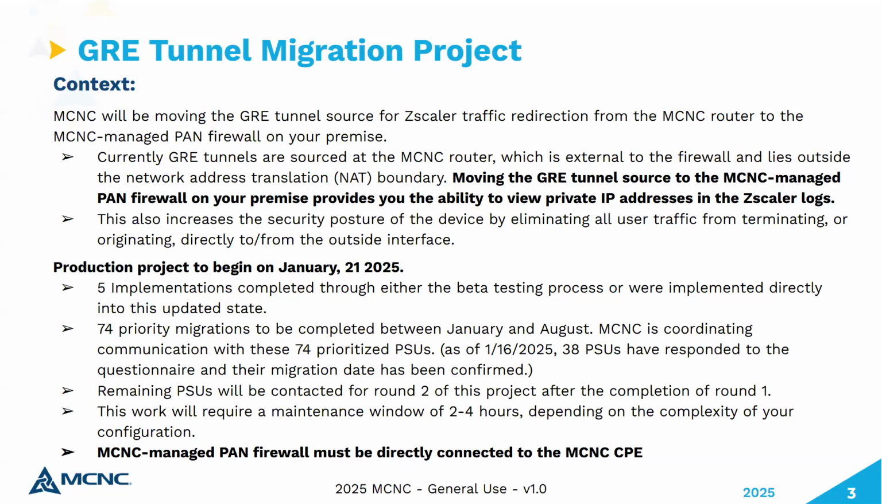We'll have the remaining PSUs. So we have over 240 PSUs that are on the managed firewall service. The overlap between web security and Zscaler is probably 215 or 220. I'm not sure what the exact number is. But anyway, we'll be working with that balance of PSUs once we complete these 74, again, no later than August. We mentioned in the questionnaire that the maintenance window will be 2 to 4 hours, depending on the complexity of your configuration. So that's important to keep in mind. We'll talk more about that here in a minute.